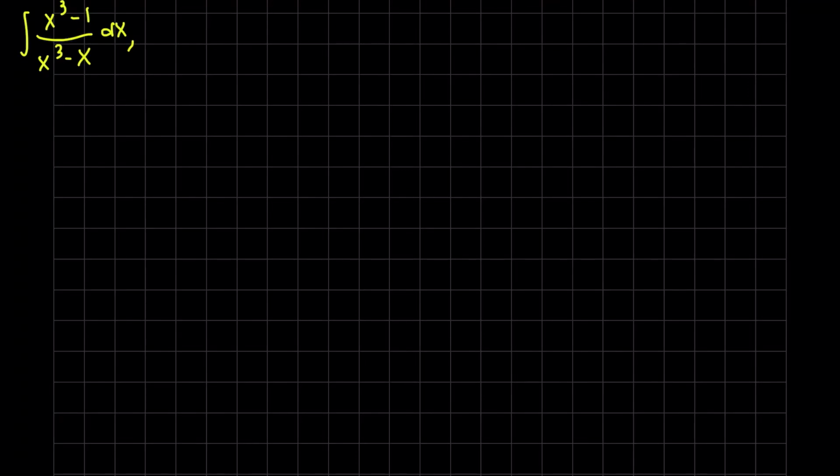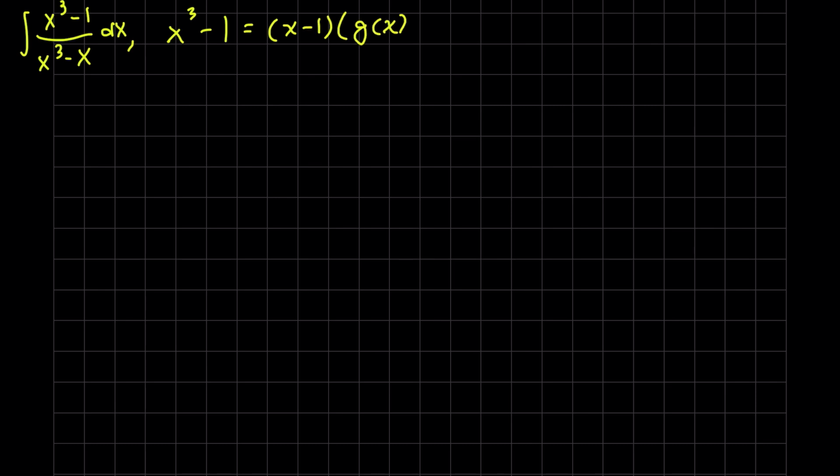Today we'll be doing the integral of (x³ − 1) divided by (x³ − x) dx. And I would like to point out that this is a suggested integral. To start off, we will first factor x³ − 1. And we will notice that x³ − 1 is the same thing as (x − 1) times some trinomial.